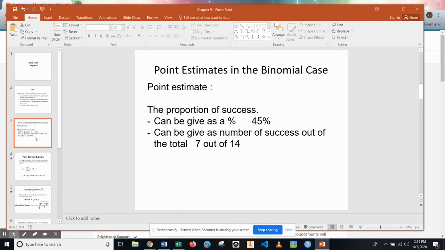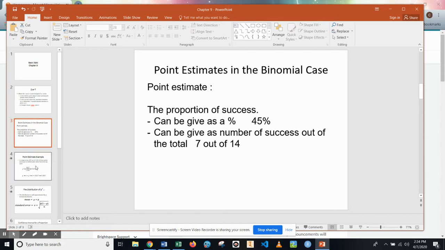It can be given as a percent, like 45%. It can also be given as a number of successes out of a total. So 7 out of 14, and then we'd rewrite that as 0.5. And the 45% we'd write as 0.45. So we'd rewrite those values that represent a percentage as a decimal. And then we'll use that decimal when we produce our confidence interval.